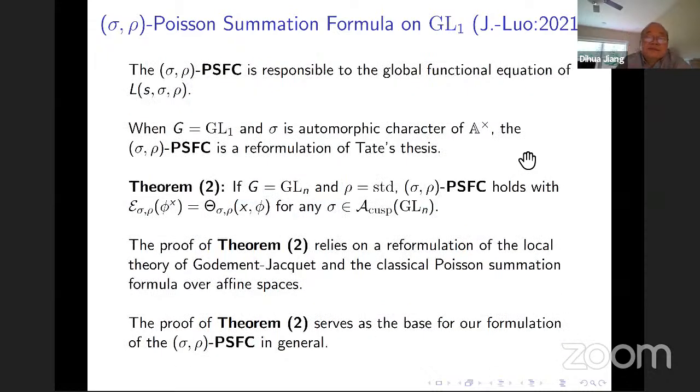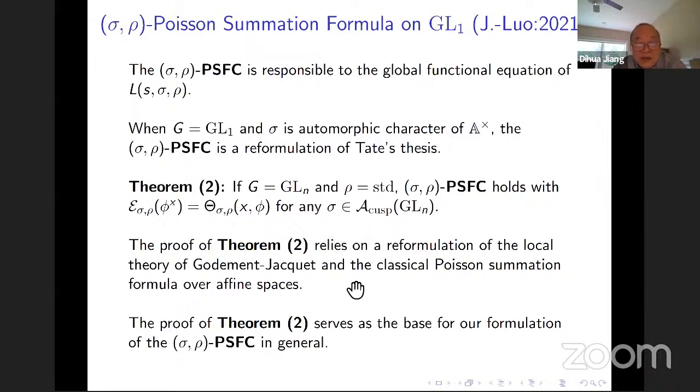So this is the comment: this Poisson summation formula is responsible for the global L functional equation for the general L function. Now if G is GL1 and sigma is a character, this will be the Tate thesis. But the second theorem is, if you take G to be GL_N, rho the standard representation, then this Poisson summation is true for any cusp forms. Okay, so I'm going to prove this.